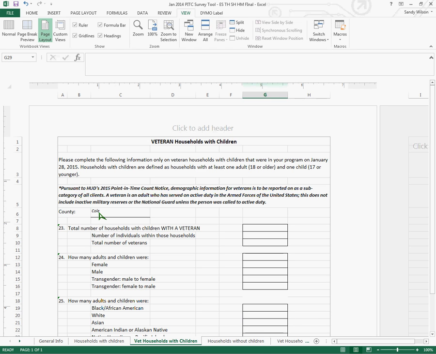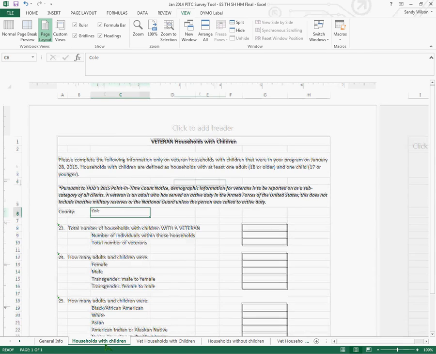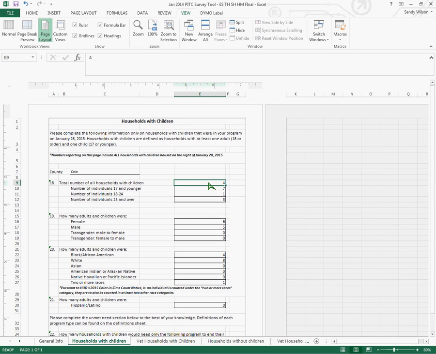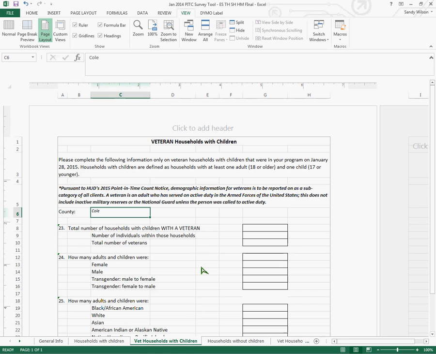Okay, so I'm going to start off again by putting my county that my beds are located in, and then I'm going to be looking at these 4 households and identifying, do any of those 4 households have a veteran? And for this example, I do have 1 household that has a veteran. There's a total of 2 individuals in that household, of which only 1 is the veteran.